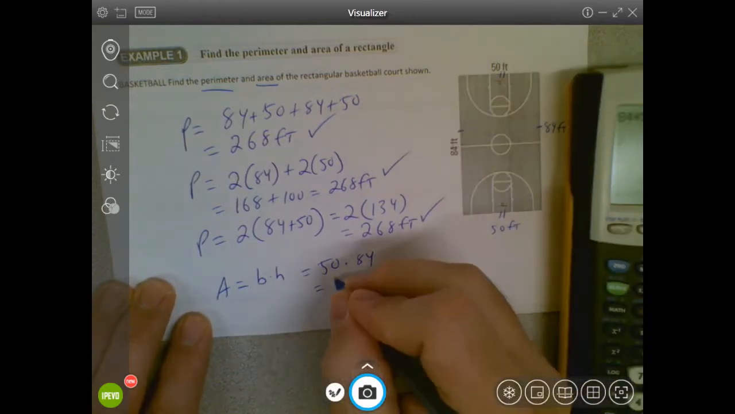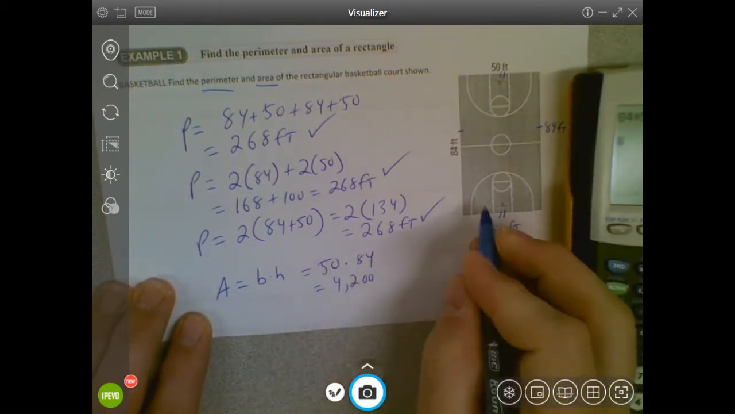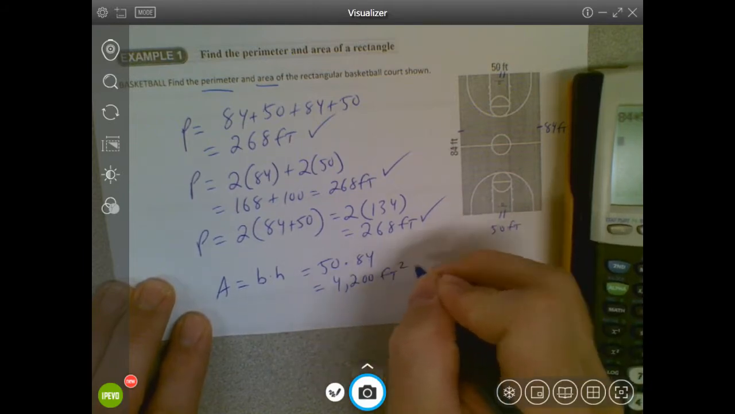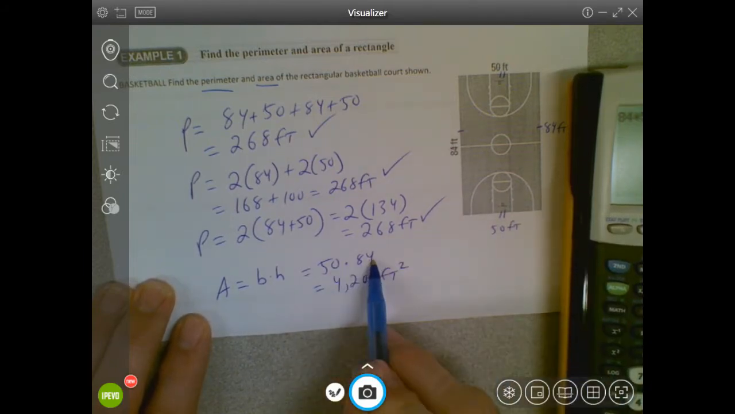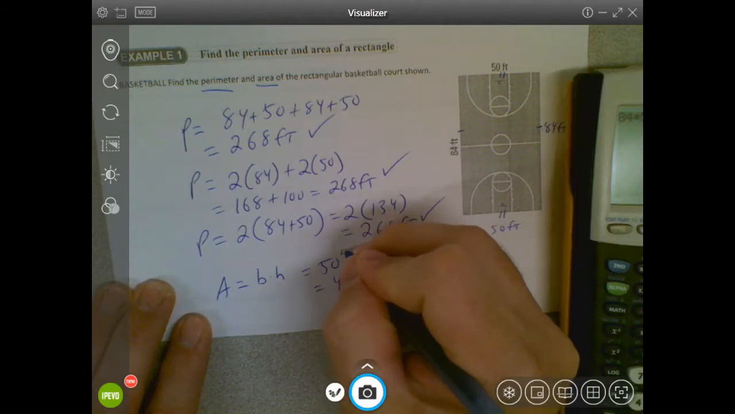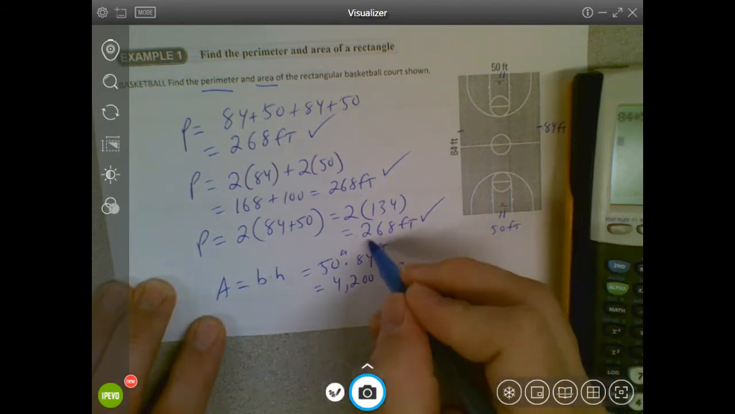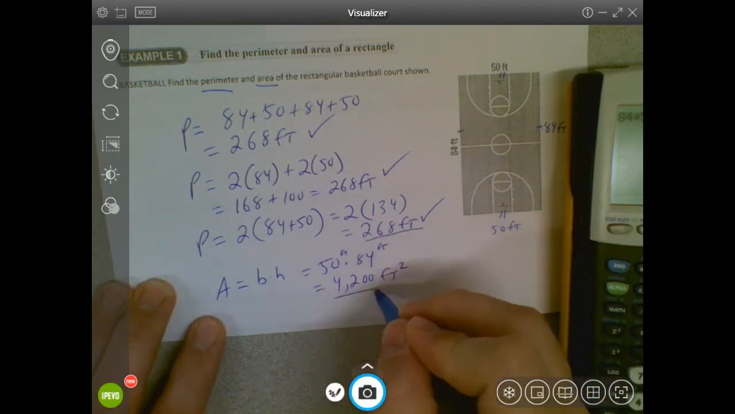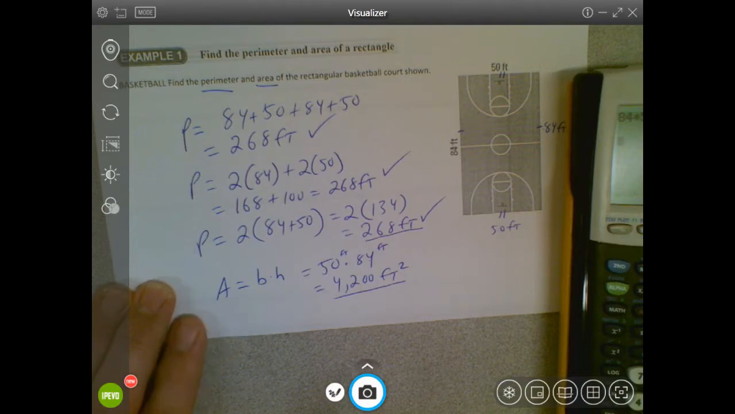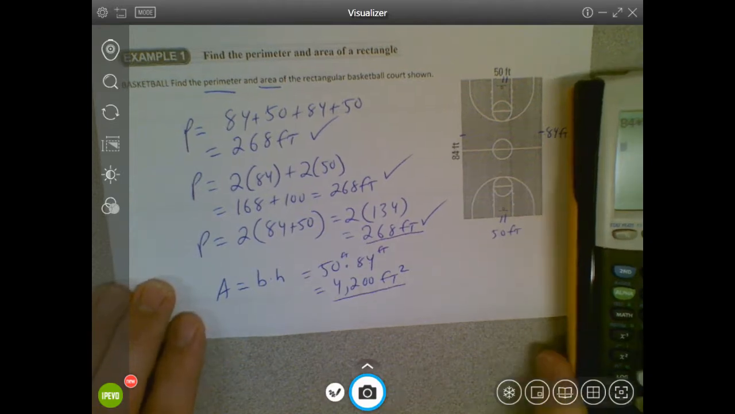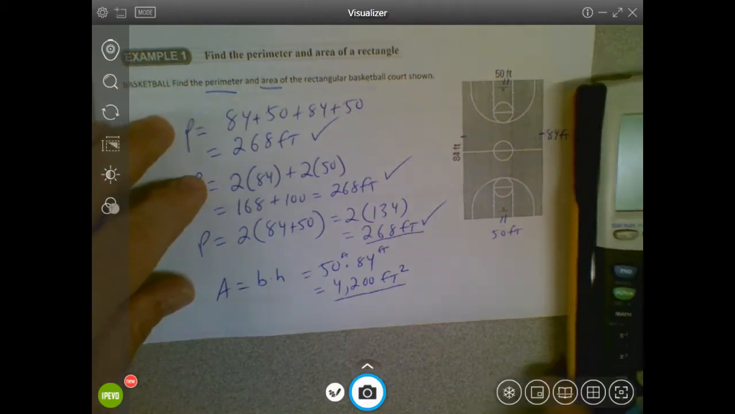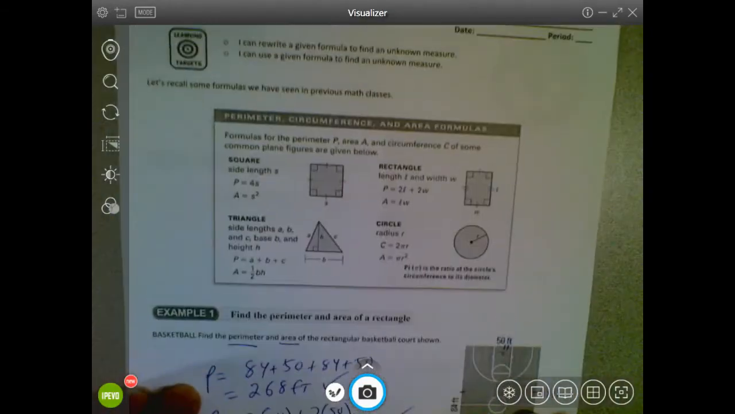So 4,200, and the units are going to be square feet, right? Because this is 50 feet times 84 feet. In fact, you can put that on here if you want to help you remember. And then feet times feet is square feet. So the perimeter was 268 feet. The area was 4,200 square feet. And I think we've solved that problem. All right, hopefully that made sense. Let's go ahead and try another example.